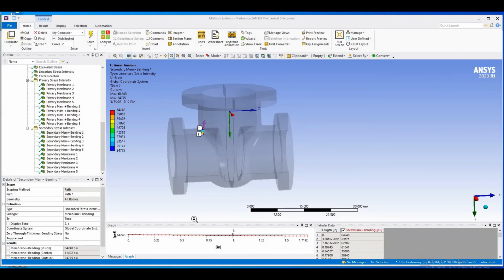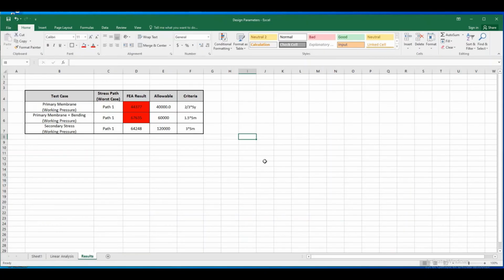The secondary stress intensity considers both the pressure and the temperature loads. So the display time is set as 2 for this load case. During the analysis, I observed that construction path 1 is providing the worst case results. So I have compiled the results for construction path 1. As per API 6X, the allowable criteria for primary membrane stress is 2/3 of the yield strength of the material, which is 40,000 psi.